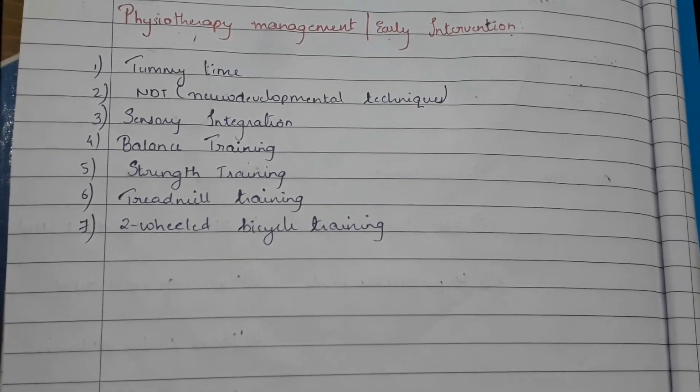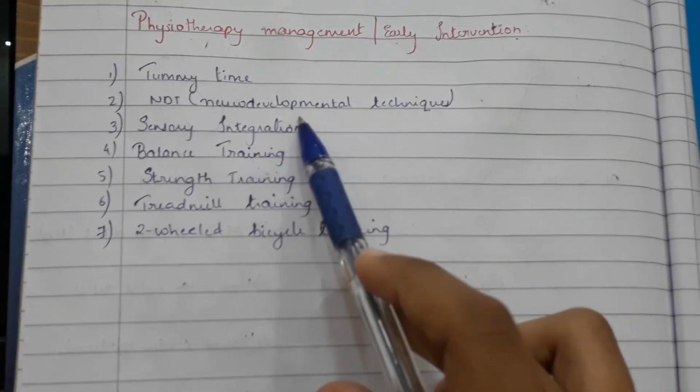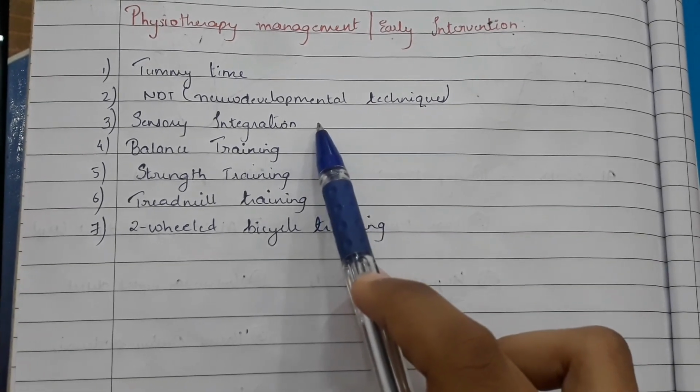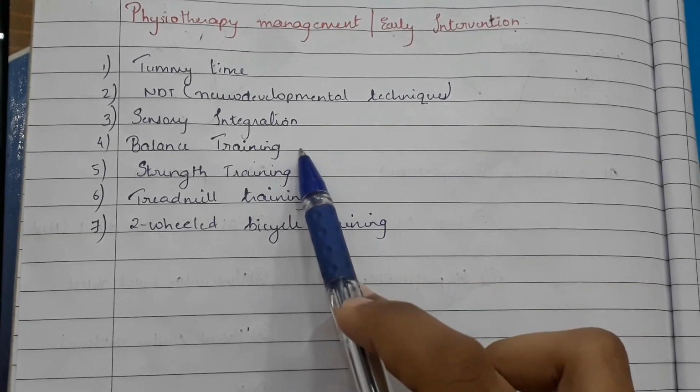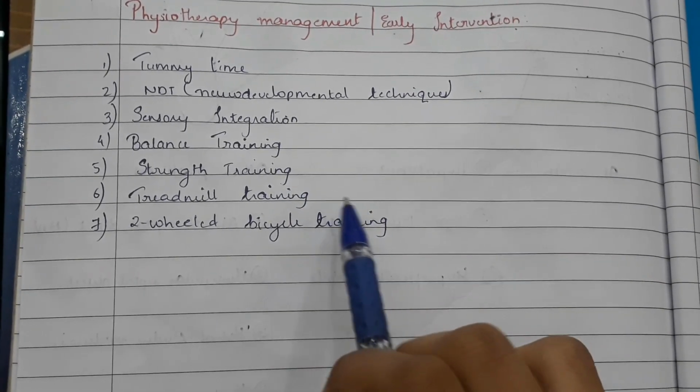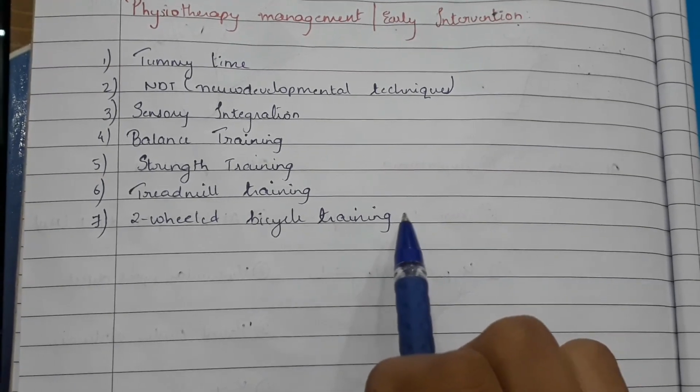Physiotherapy management or early intervention includes tummy time, neurodevelopmental techniques, that is NDT, sensory integration techniques, balance training, strength training, treadmill training, and two-wheeled bicycle training.